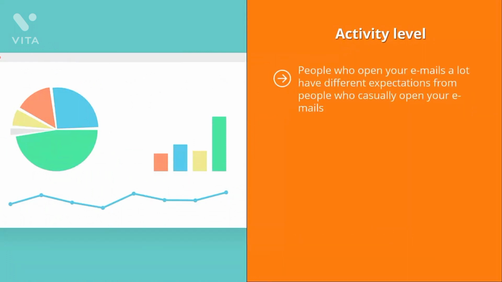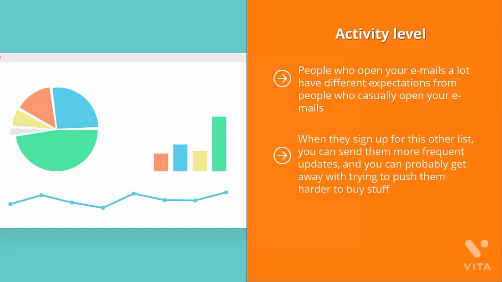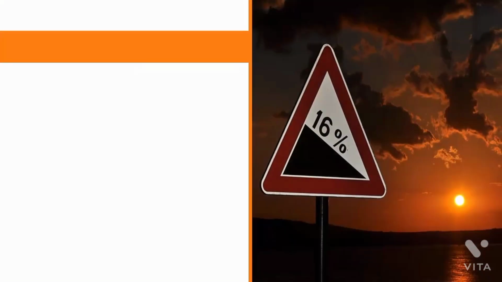Activity level. People who open your emails a lot have different expectations from people who casually open your emails. For people who are very big fans of your mailing list, you might want to ask them to sign up for another list in exchange for a reward. When they sign up for this other list, you can send them more frequent updates, and you can probably get away with trying to push them harder to buy stuff. They probably wouldn't mind because they already made it a habit to open and read your emails. Less frequent openers, on the other hand, can remain on your main list. You can send them updates at regular intervals.